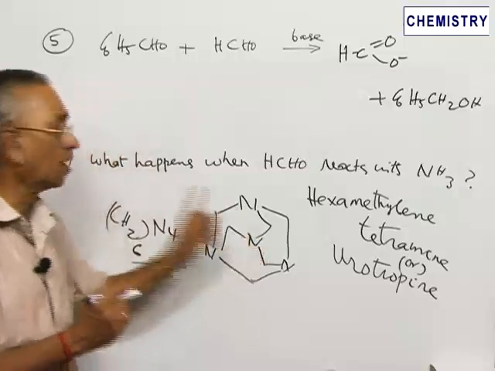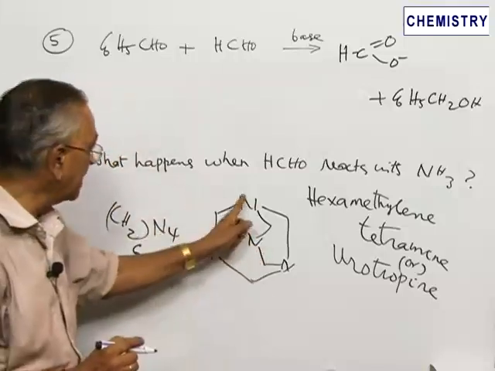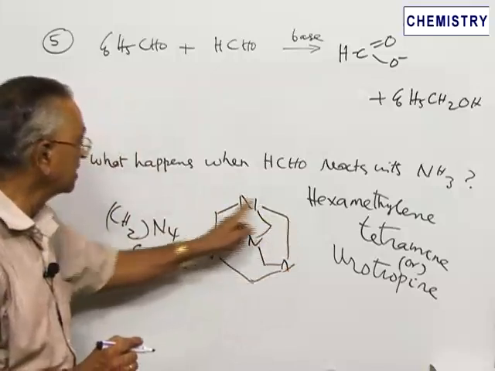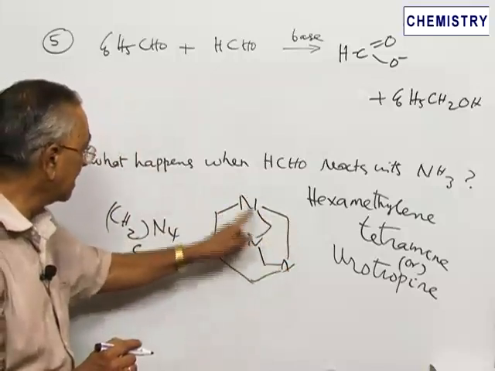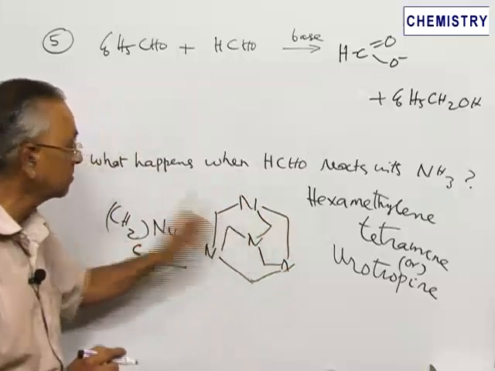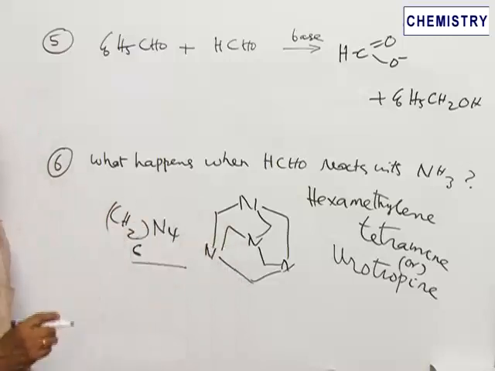So this structure is very easy to remember. Write alternately nitrogen and methylene in the form of a six-membered ring, have a central nitrogen, and connect each nitrogen by means of methylene groups. We will get the answer for this question. This is the structure of hexamethylene tetramine.